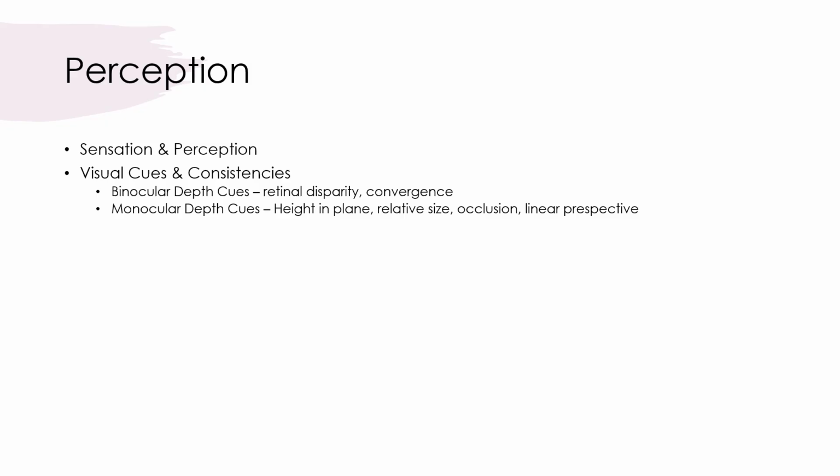Convergence is where the eye muscles move to track an object. So if you try and track your finger when you touch it on your nose, you'll see that happening. So those are binocular depth cues. They help us to see depth.